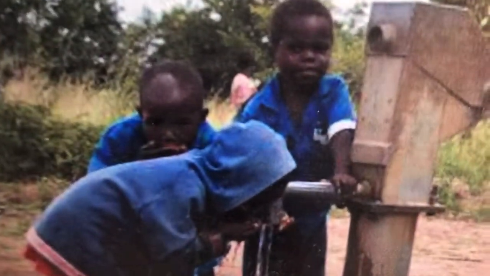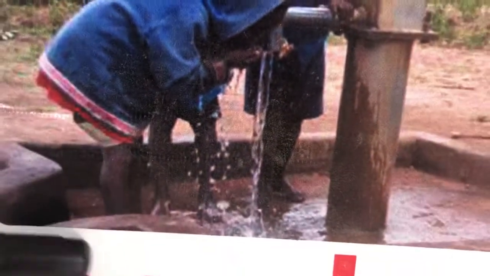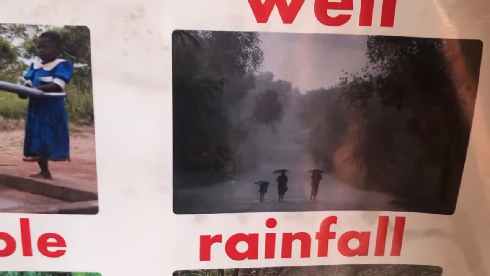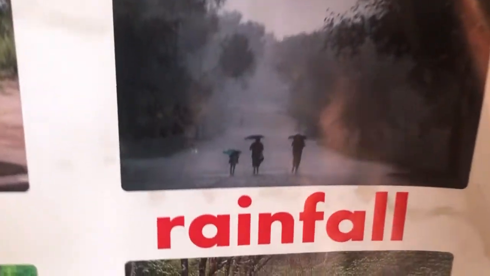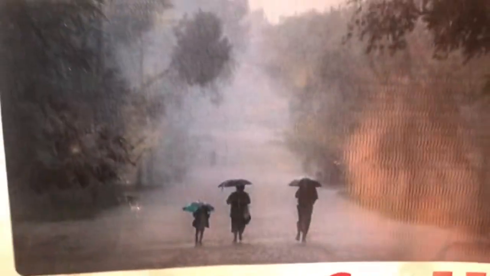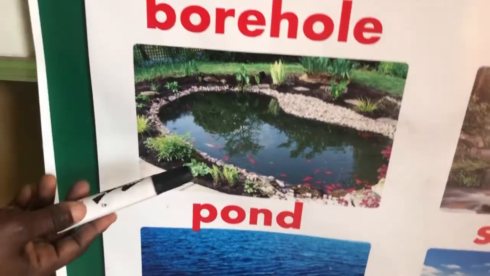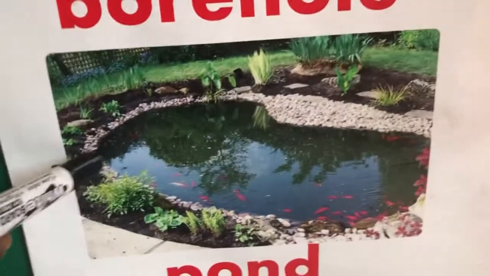Look at these children. You can see what they are doing. They are just wasting water. All right. Now, rainfall. Whenever it rains in our houses, we use buckets or bowls outside to get water. So when it rains, we get water. We have the pond. In the pond too, we get water. We also have stream. We also get water from the stream.